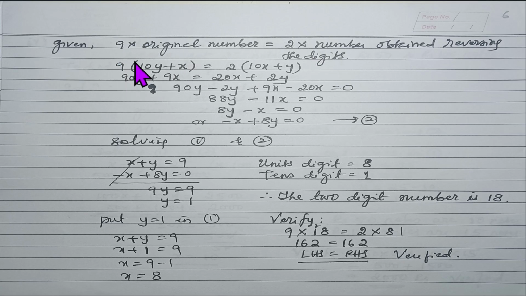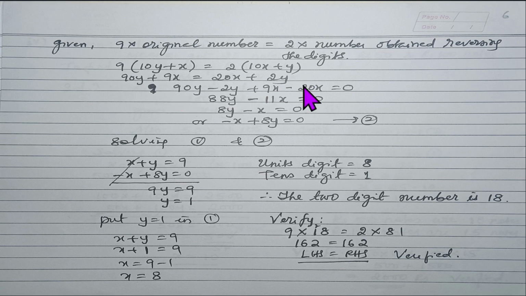We know that the original number is 10y plus x and the reverse number is 10x plus y. So 9 times the original number is 2 times the number which we obtained by reversing the digits. Now open the bracket. 9 into 10 is 90y, 9 into x is 9x, 2 into 10x is 20x, 2 into y is 2y. Now simplify this.